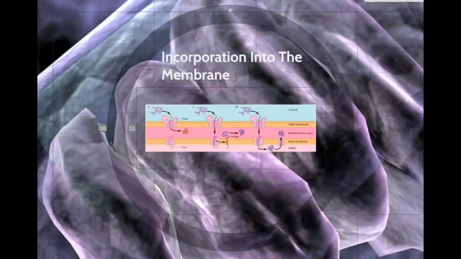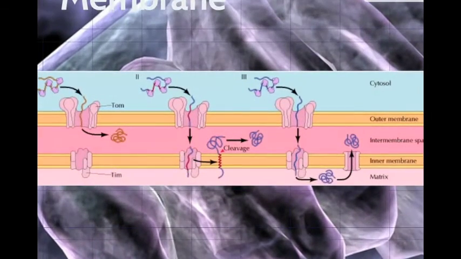Protein incorporation. There are many ways of incorporating proteins into the intermembrane space. Firstly, the protein can fold once it has passed through the TOM complex. The protein can also partially enter the TIM complex and be cleaved, leaving the remaining protein free in the intermembrane space. Finally, the protein can pass through both complexes and be actively transported back into the intermembrane space through a transporter protein.